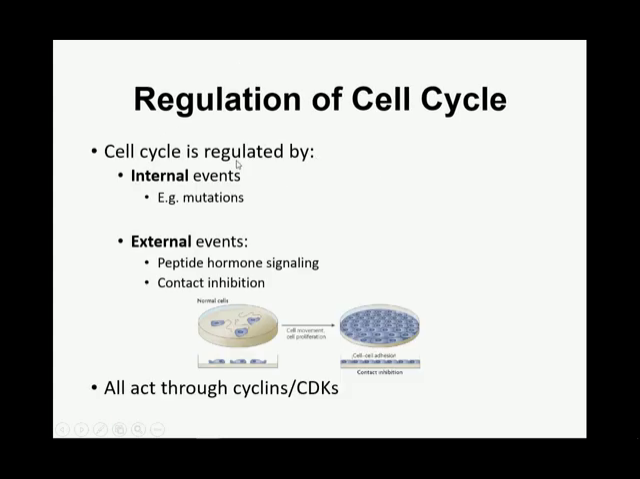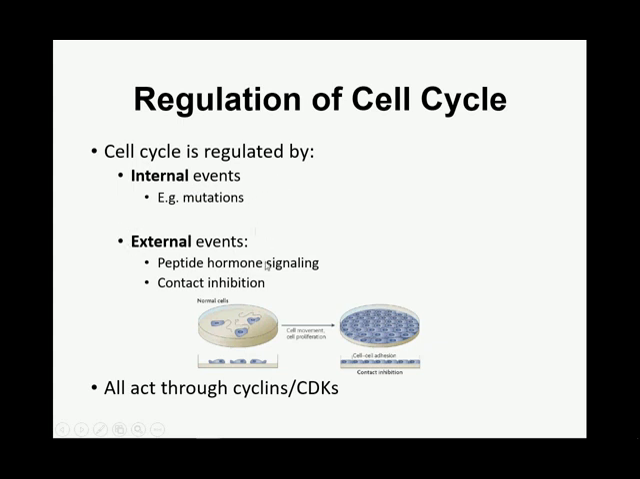Now, what is actually influencing all of this? You can group the events that can influence whether a cell will go through the cell cycle or be stopped, dividing them into internal events. Internal events are things that happen inside the cells. For example, if a cell accumulates lots of mutations, where would it stop? In the G1/S checkpoint, right? As we mentioned before. So that's an example of internal events.